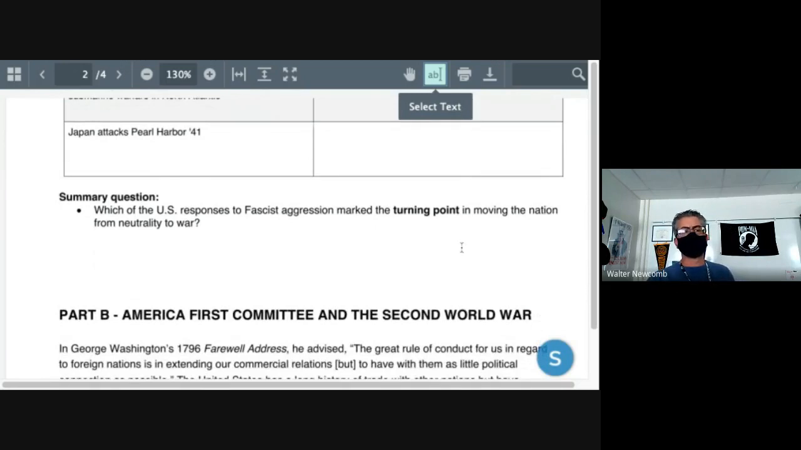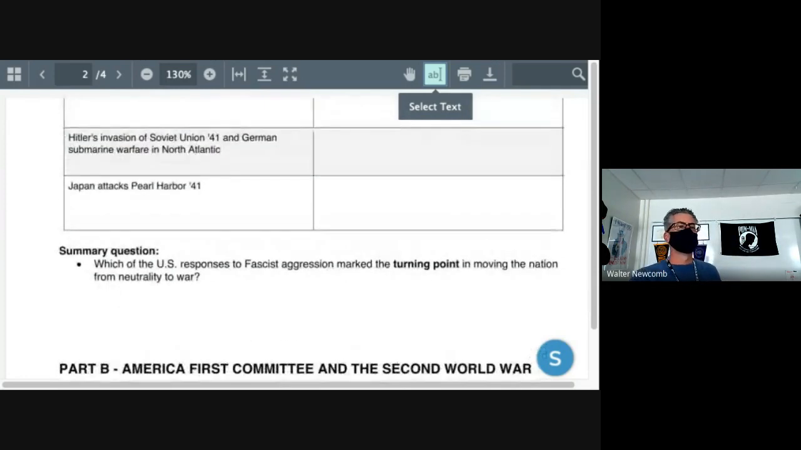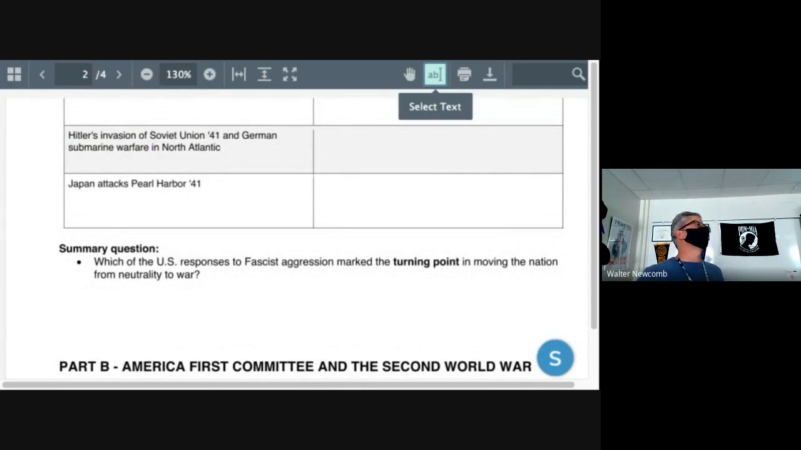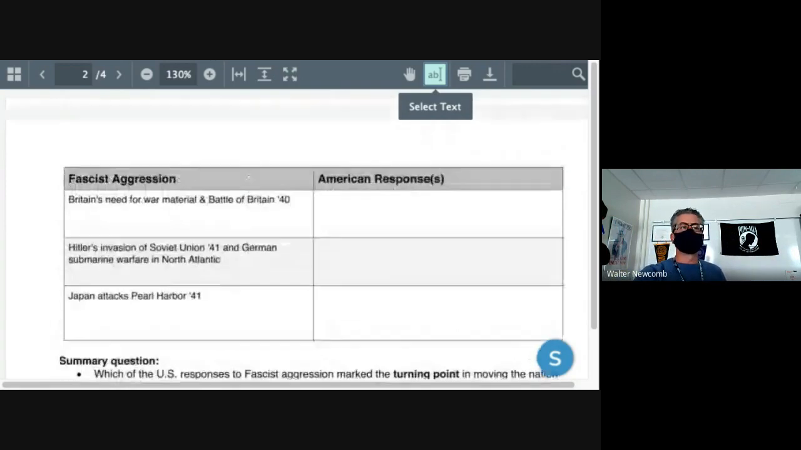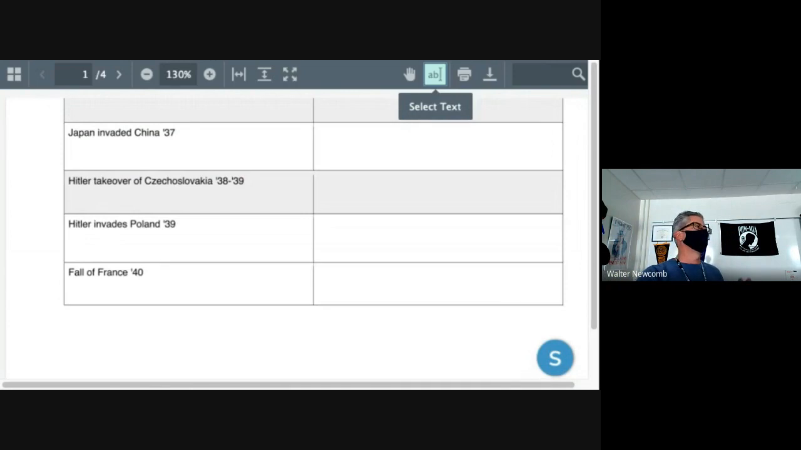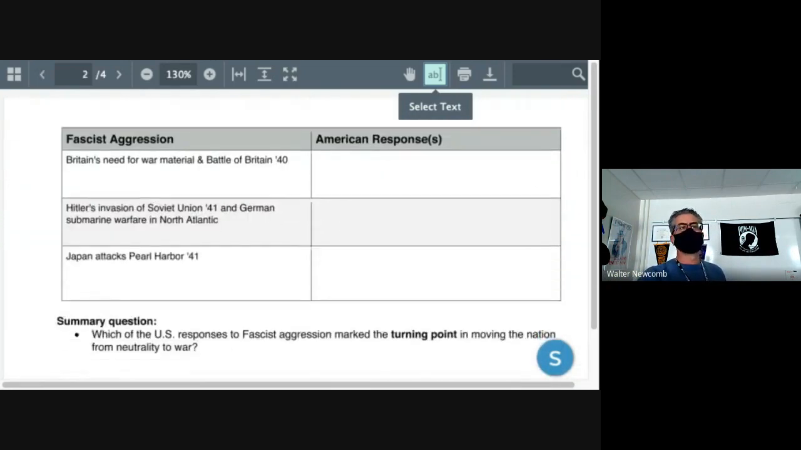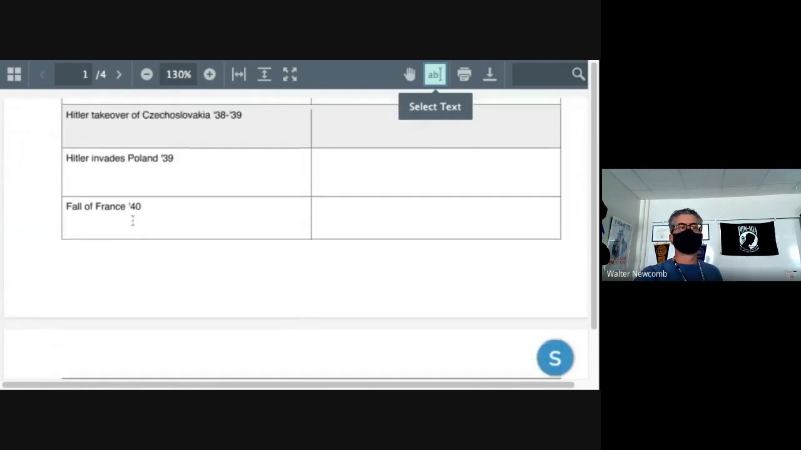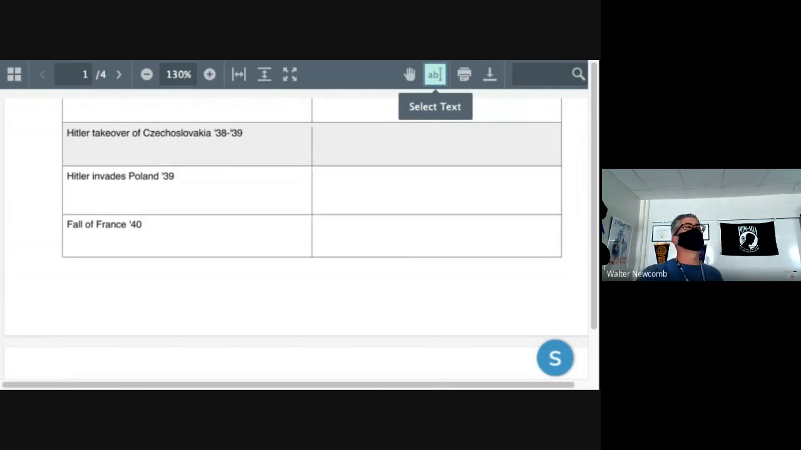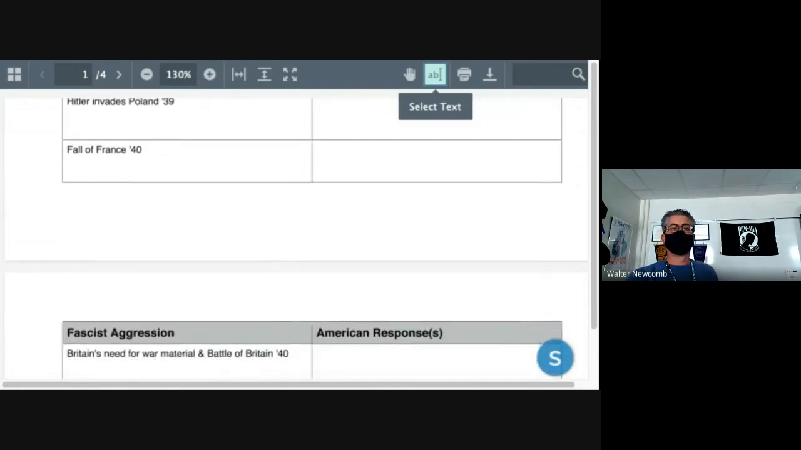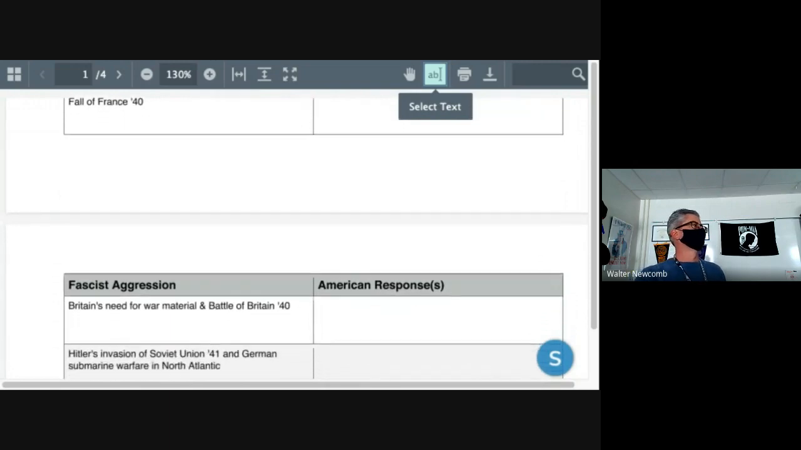Then a summary question, of course, is which of the U.S. responses to fascist aggression mark a turning point in moving the nation from neutrality to war? Again, this is where we look at where it looks like the United States is moving away from being out of this conflict, because many of us in the United States had thought what's going on in Europe is a European affair and we need to stay out. Where on this list does it look like the United States is abandoning that? Naturally, we're going to probably think this, but where on this list perhaps does it look like the United States is really violating its own neutrality and getting involved in the show? In many ways, we'll call it an undeclared war. Where does it look like that?